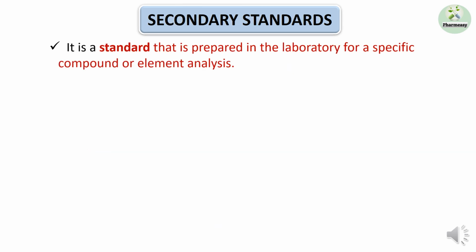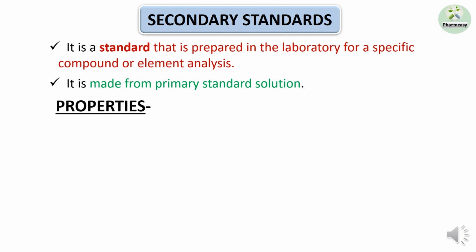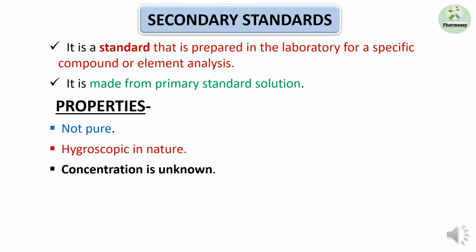Next one is secondary standard. It is a standard that is prepared in the laboratory for a specific compound or element analysis. It is made from primary standard solution. Properties of secondary standard solutions are that they are less pure as compared to primary standard solution. Second, secondary standard solutions are hygroscopic in nature. Concentration of secondary standard solution is unknown.